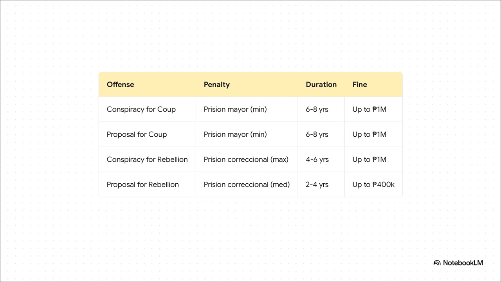Now, this is fascinating. Look how the law punishes just the planning stage. Plotting a coup gets you a much harsher sentence than plotting a rebellion. So what does that tell you? It shows what the state is most afraid of. That swift, internal jaguar strike is seen as a far more immediate and deadly threat than the slow-building rebellion. The law punishes even the idea of it more severely.